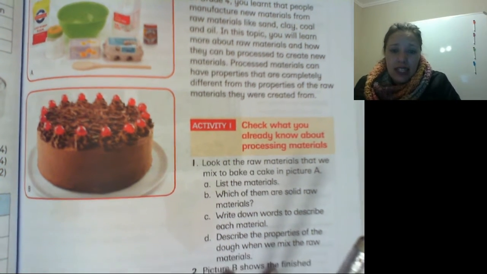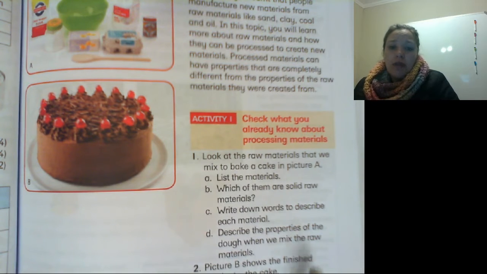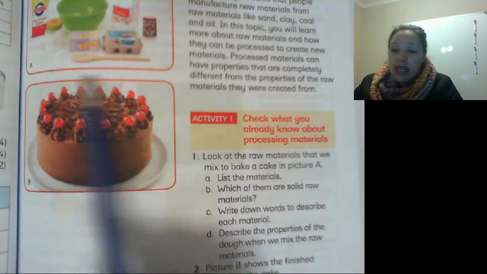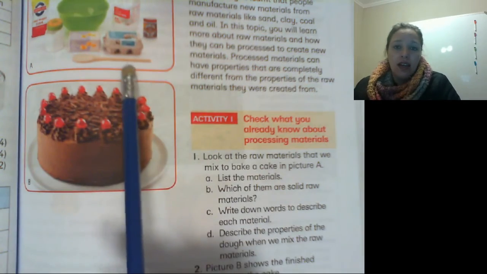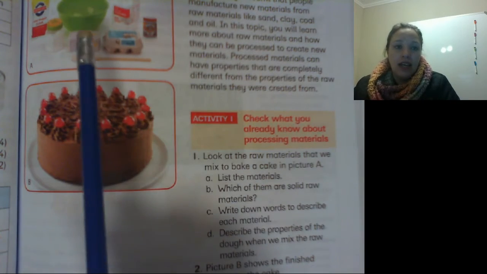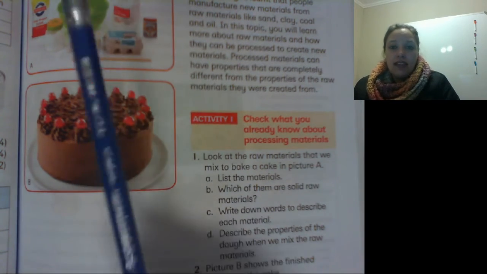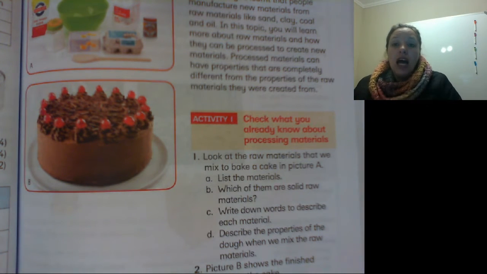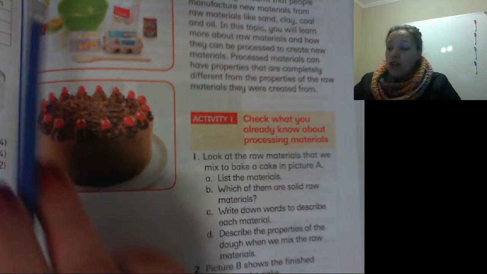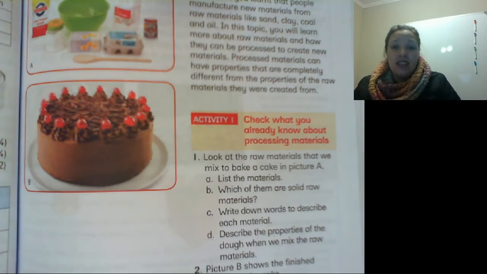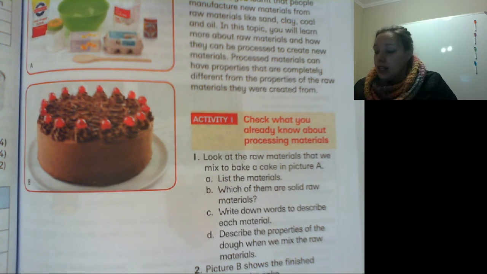Next, they say describe the properties of the dough when we mix the raw materials together. So once we've mixed all of these things together, can we still see the flour and the sugar and the baking powder and the butter and the eggs and the milk once we've properly mixed it? No, they've all mixed into a new substance that is runny. And even though there were some solids and there were some liquids, we now have a runny dough.